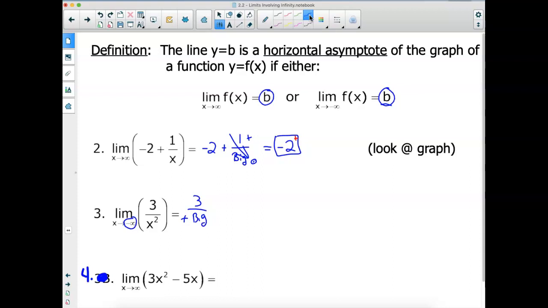And I don't even know if I have this one graphed in there. I don't think I do. So this bottom's getting bigger and bigger and bigger, right? A constant divided by something getting bigger and bigger and bigger is going to 0.